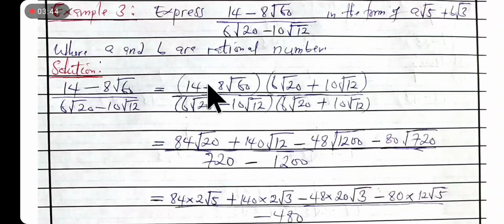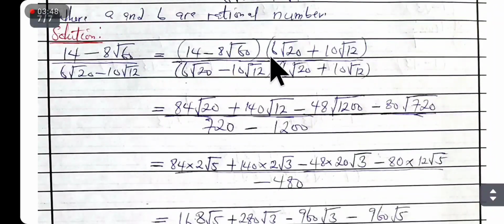So we have to open up this bracket. So 14 times 6 root 20 is going to be 84 root 20. 14 times 6 will be 84. Then root 20 is what we attach to it. Then 14 times 10 root 12 is 140 root 12. Okay, because 14 times 10 is 140, then the root 12 is what is attached to it. Then we are done with 14.